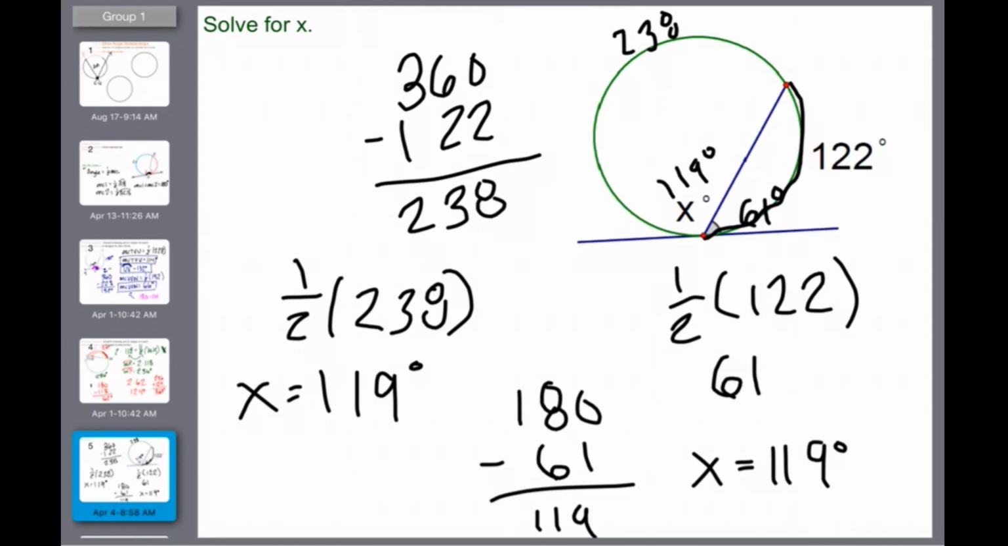All right, so that wraps up our angles that are on our circle, basically our tangent chord relationship. So make sure to watch the other two videos to see the other two relationships that are in 10.5.